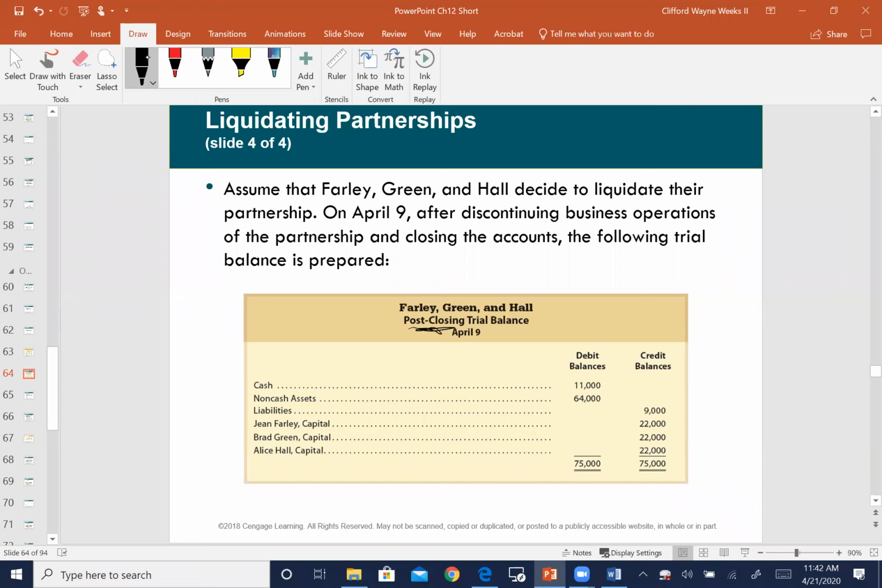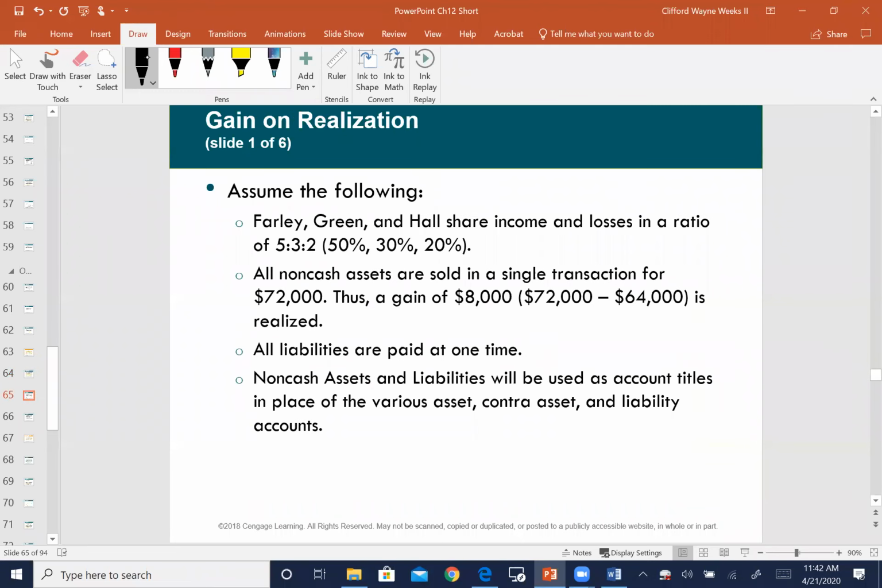The first thing we're going to do is sell all of the assets. In this first scenario, we sell the assets for $72,000. If you remember, they were $64,000 book value. That means we end up with an $8,000 gain. We're going to split that $8,000 gain between Farley, Green, and Hall based on their 50, 30, and 20 ratio. All liabilities are paid at one time.